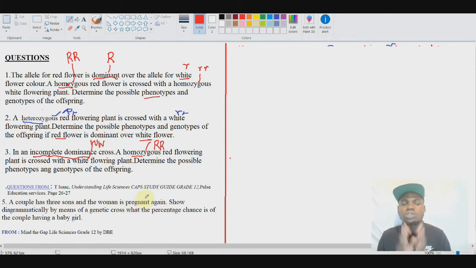So in this case, we see that this question is talking about sex. Yes, I did not mistake it. In life sciences, when you're talking about sex, you're talking about the gametes, the sex cells. So now you have a couple who already have 3 sons, that means 3 boy children. Now the woman is pregnant again. Now we want to calculate the chances of the child being a boy or a girl.